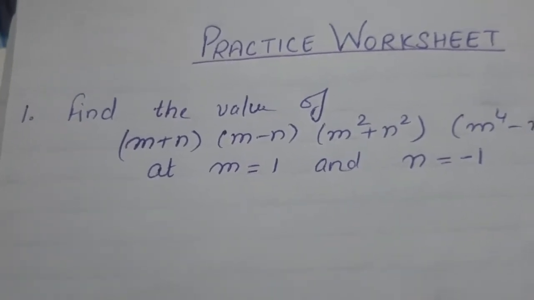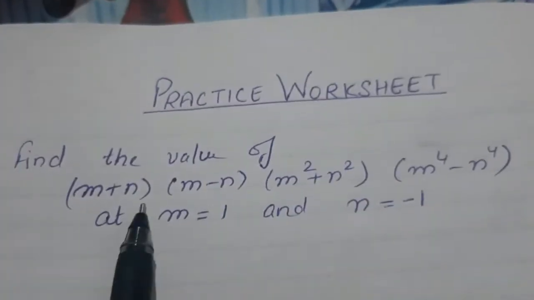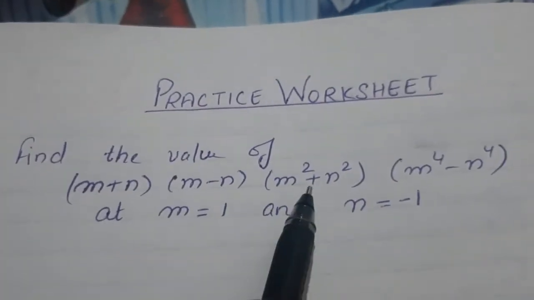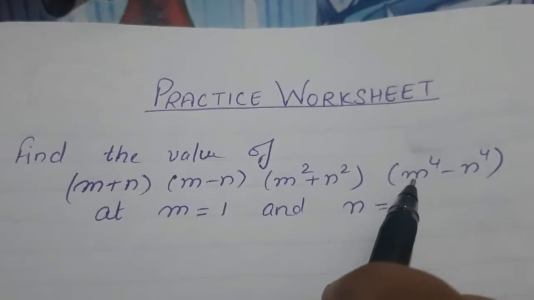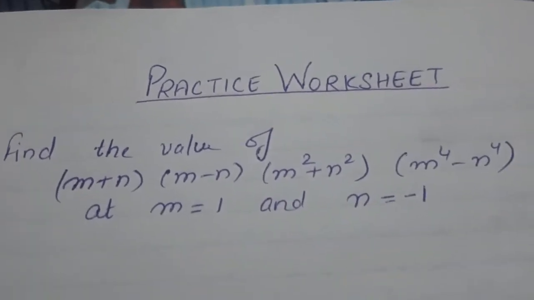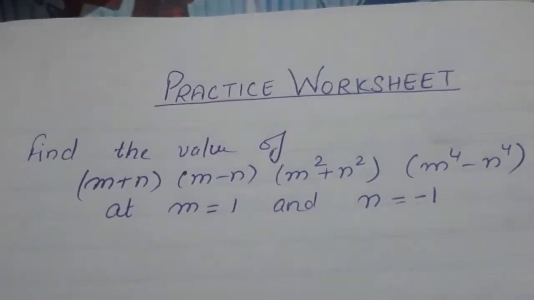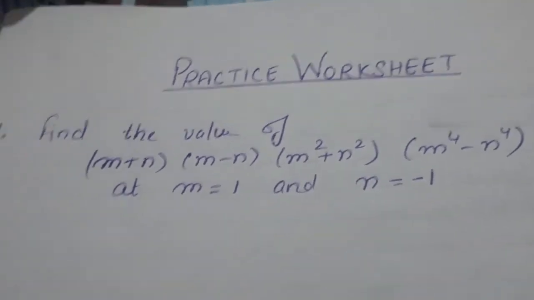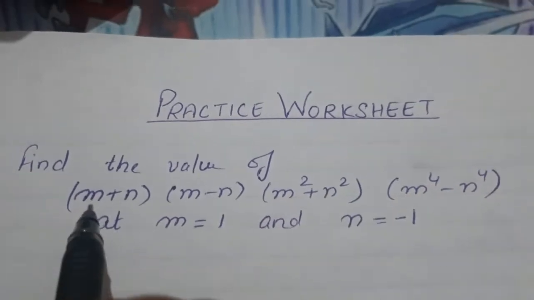First question is find the value of (m plus n) into (m minus n) into (m square plus n square) into (m raised to power 4 minus n raised to power 4) at m is equal to 1 and n is equal to minus 1. So first of all we will find out its value.